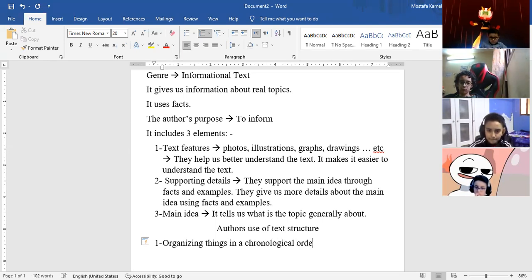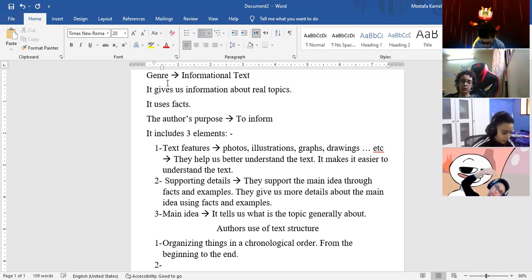chronological order. This means, Ilyas, from the beginning to the end or from the end to the beginning? From the beginning to the end. Very good. Thank you very much, Ilyas.